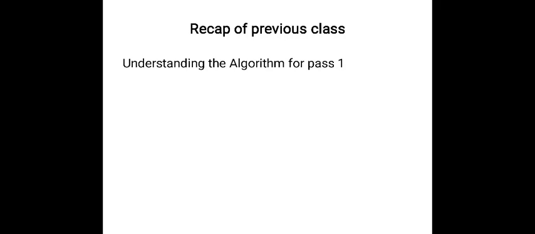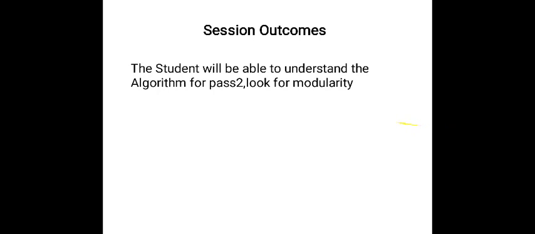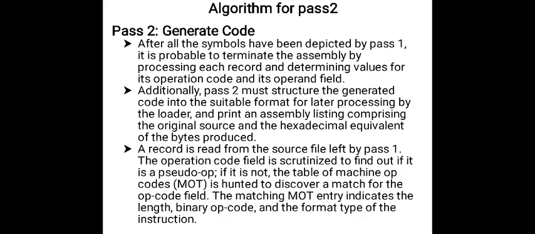In the previous online session, you understood the algorithm we use for pass 1 of the assembler. Now in this session, the learning objective for a student will be to understand the algorithm for pass 2 and look for modularity. The session outcome will be that the student will be able to understand the algorithm for pass 2 and look for modularity. Now let us start our session, which is mainly focusing on the algorithm for pass 2.